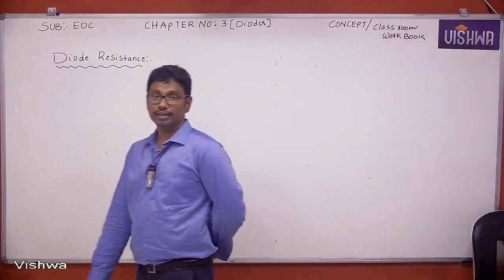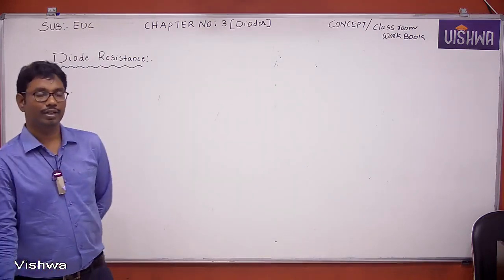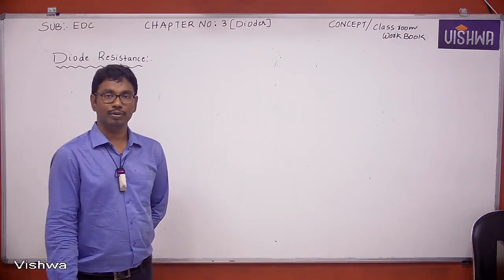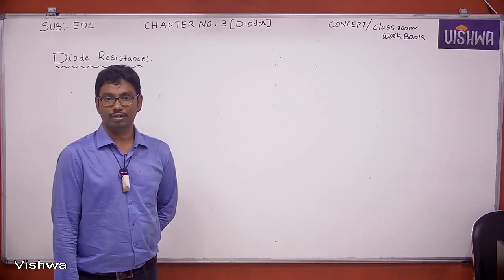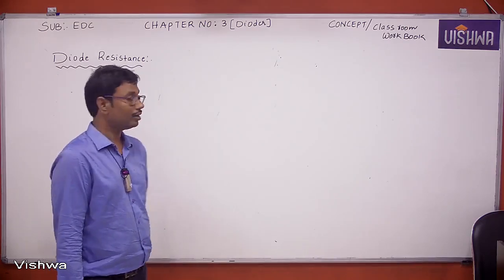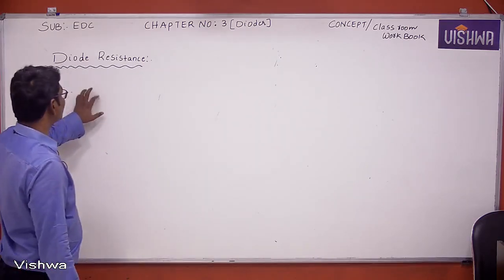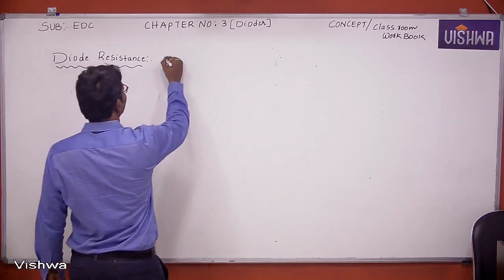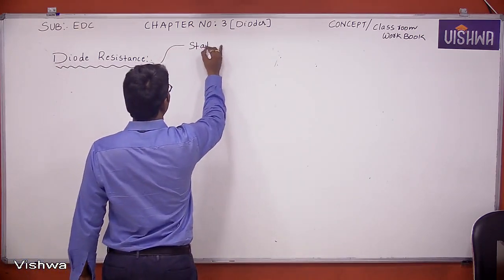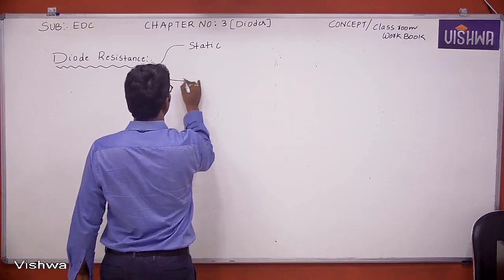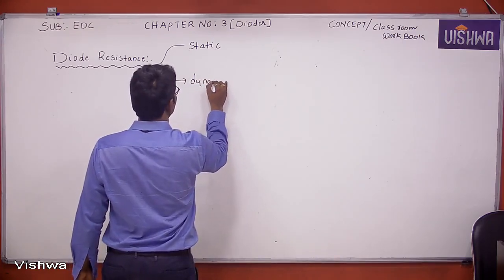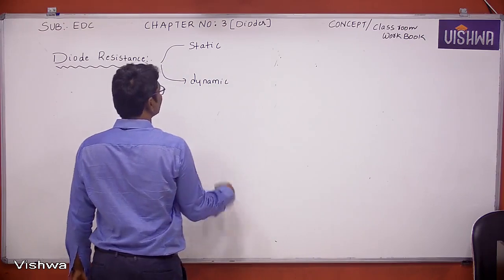See, diode exhibits resistance. Any material exhibits some resistance. I think you know resistance is nothing but opposing the flow of current or the flow of charge, right? Here my diode exhibits two types of resistance actually. One is static resistance, another one is dynamic resistance. Dynamic resistance is also called small signal resistance.